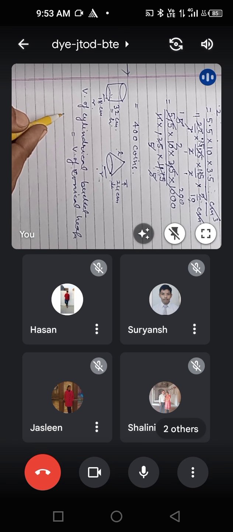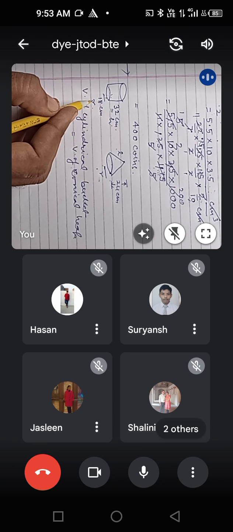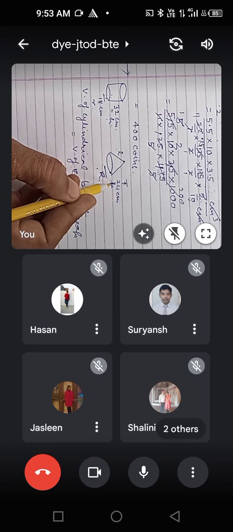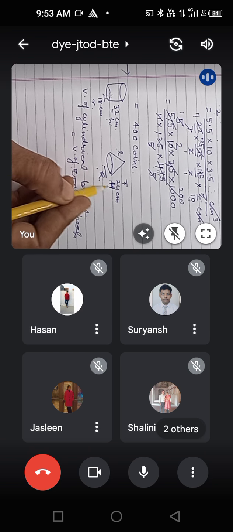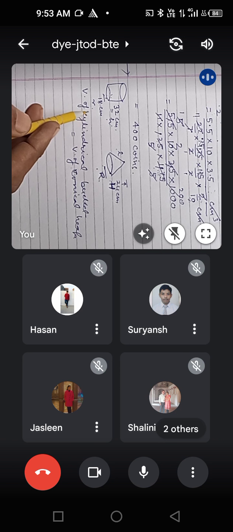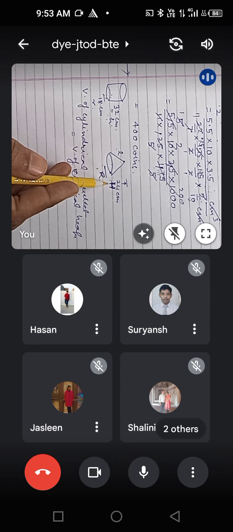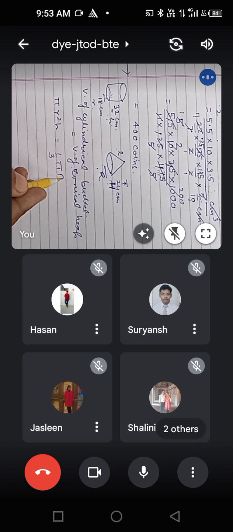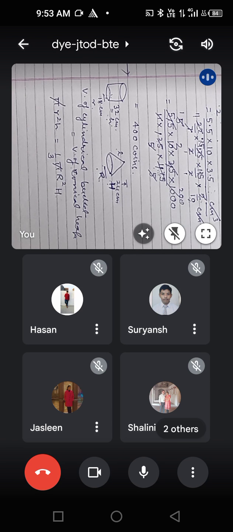Now the volume of the cylindrical bucket is how much? Here you take the radius as small r and height as small h. Here you take radius as capital R and height as capital H, because both dimensions are different, so their radius and height should also be different. So the volume of the cylinder is pi r square h, which is equal to 1 by 3 pi R square H, the volume of the cone. Here you see pi on both sides, they will be cancelled out.